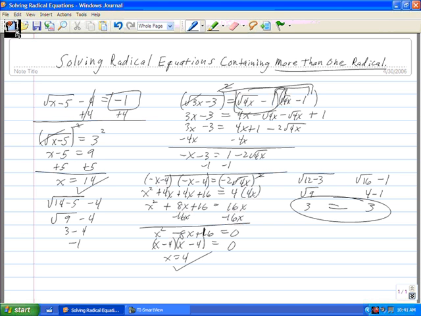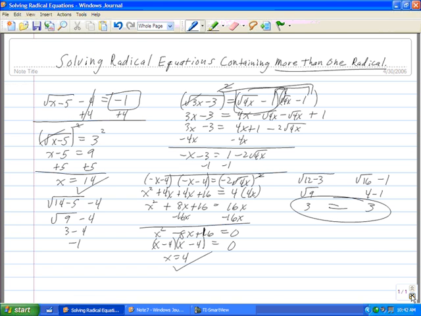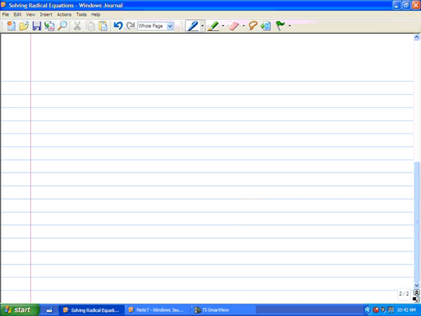Now I think perhaps it would be a good idea to look at least one more of those, because the squaring both sides part can be a little bit tricky. Actually, I think I'll go back to this page and get a clean piece of paper that way. And let's try one more.